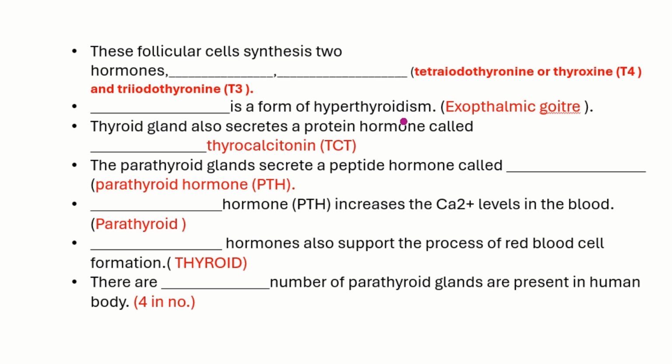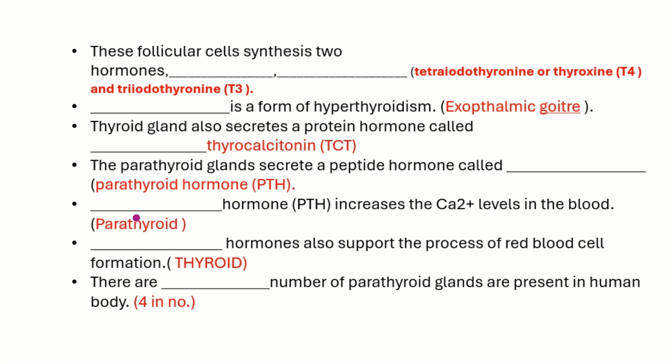Yes, very good. It is exophthalmic goiter. Thyroid gland also secretes a protein hormone which is called, very good, thyrocalcitonin. TCT means thyrocalcitonin. Next question, the parathyroid gland secretes a peptide hormone which is called parathyroid hormone, PTH. TCT and PTH. Okay.